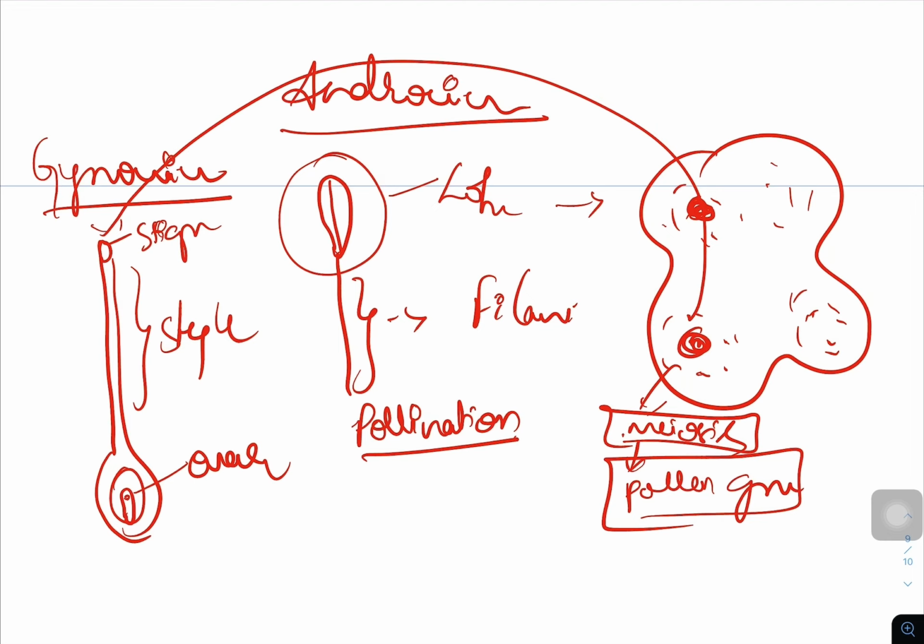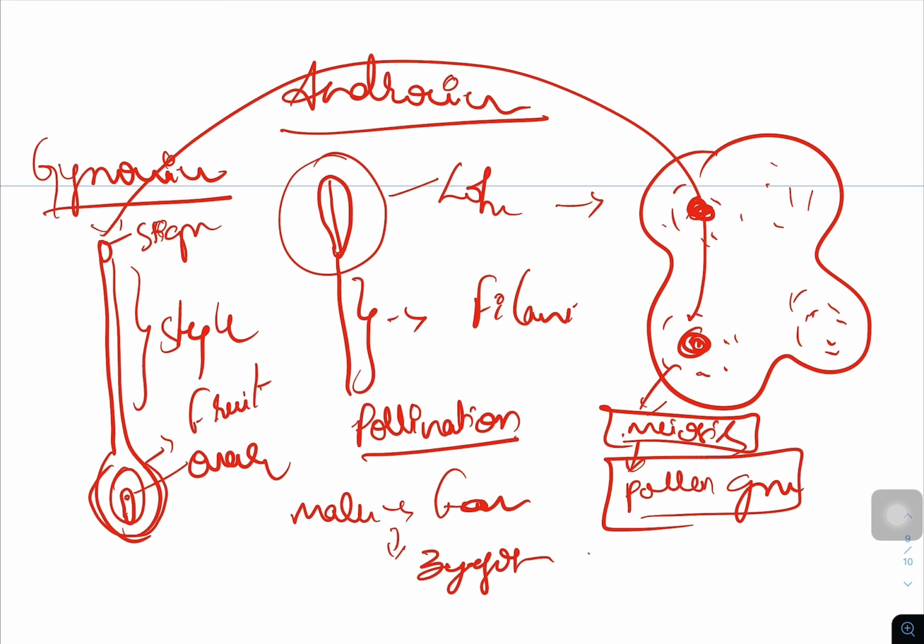Once pollination takes place, this pollination leads to fertilization. Male and female gametes fuse and it leads to a zygote. This zygote develops into an embryo. After fertilization, the ovary will convert into fruit. This ovule is there, no? This ovule converts into seed. Within the seed there is an embryo.